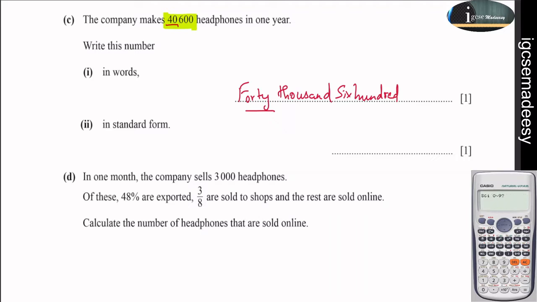Now check how many digits are here. We have 3 digits, right? Because we need the answer in only 3 digits, I'll set the scientific mode to 3. Now I'll type this number, 40600, and press equals. I'll get the standard form. 4.06 times 10 to the power 4 is my answer.